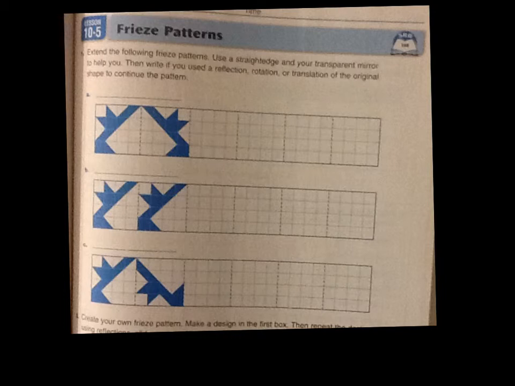Today for our work, we're going to finish the following frieze patterns and then do one of our own using a straight edge and a transparent mirror. And on the line for each one, you're going to tell whether you used reflection, rotation, or translation in order to create that pattern. Remember, reflection is flipping that image over and having the opposite image like we had been doing with our transparent mirrors. A translation is where it slides and it's the same image just slid over each time. And a rotation is where that image flips and is facing a different direction each time. So you're going to work to complete these patterns and then do one on your own.